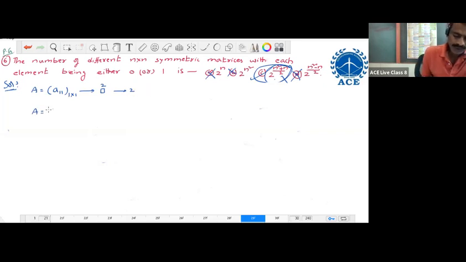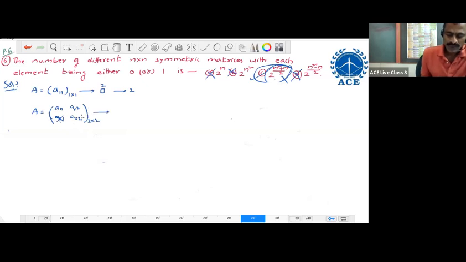If it is a second order matrix, A11, A12, A21, A22, a 2 by 2 matrix. By the definition of a symmetric matrix, A12 equals A21. That is why we delete this. We choose these 3 different positions. You need not fill this A21. Whatever number you write in place of A12 will be the same as A21. So we need to fill only these 3 positions.